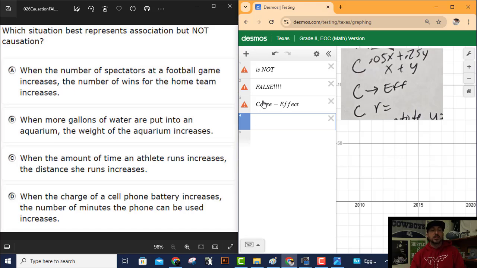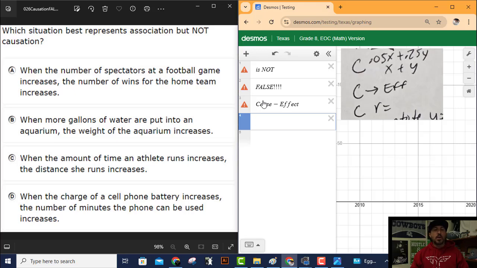When the number of spectators at a football game increases, so the number of fans goes up, then the number of wins for the team also goes up. Is that true? The more fans you have in the stands, the more wins you get? No, that doesn't matter. The fans don't affect it like that. If you have to reach to make it work, it's not it. So no, it can't be choice A.